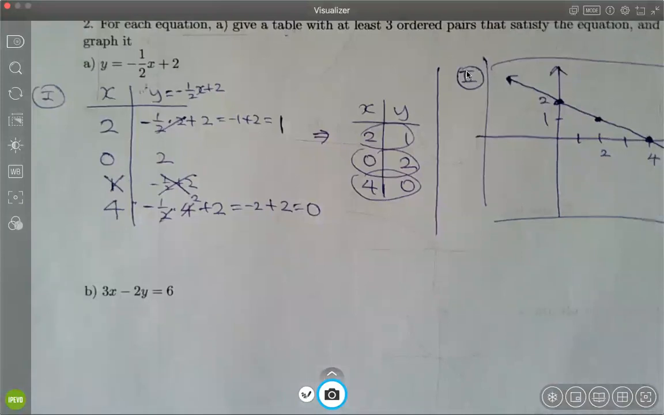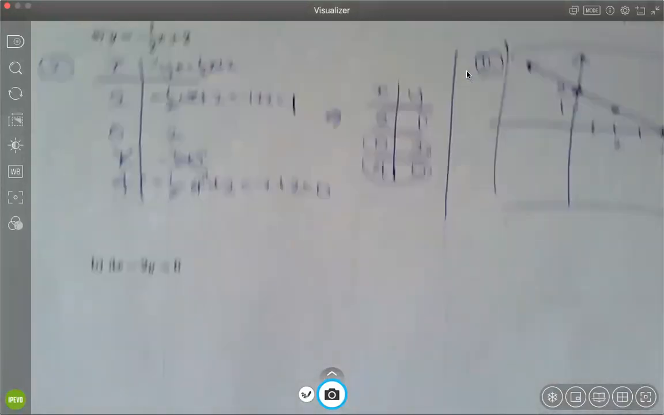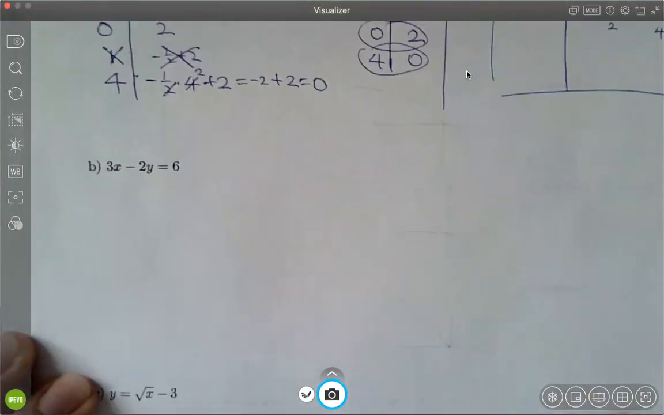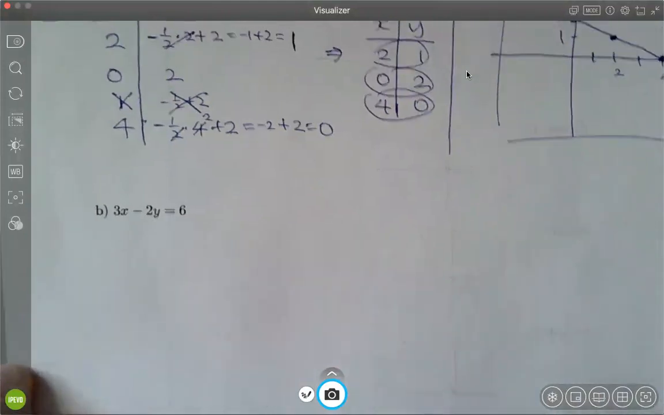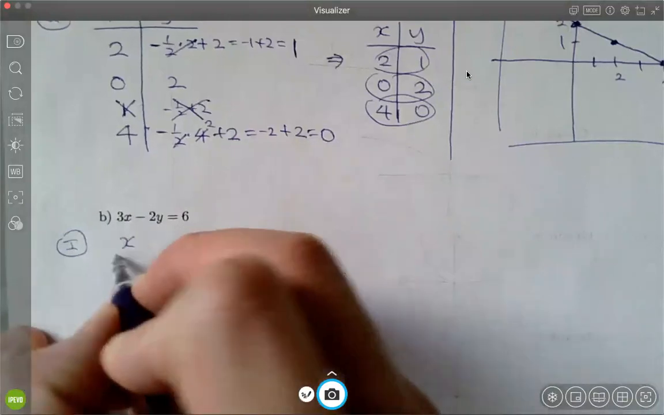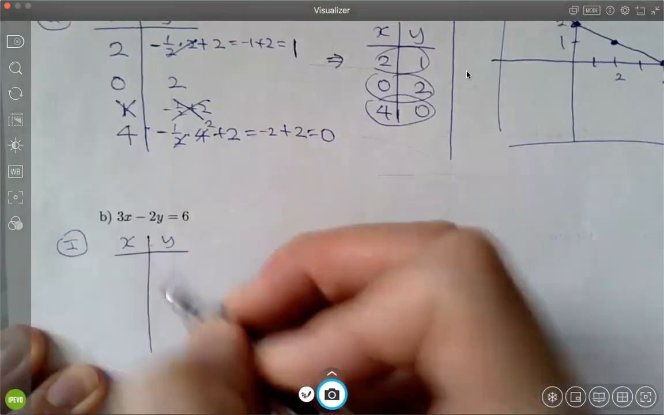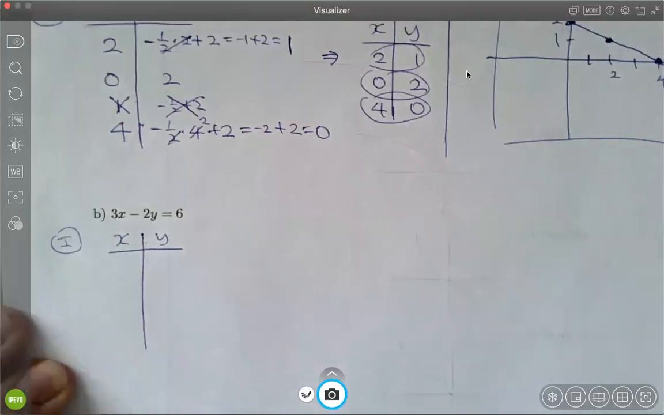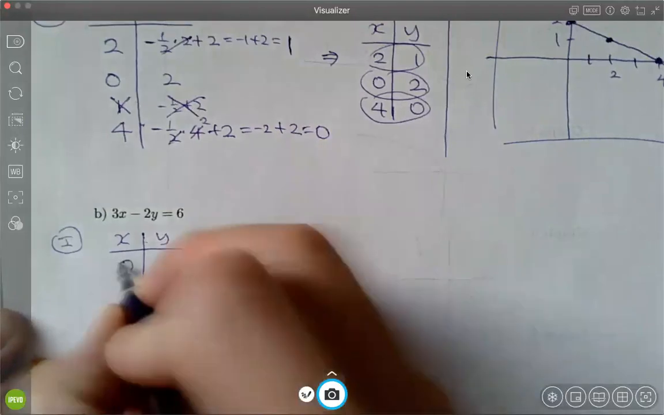Now, 3x minus 2y is equal to 6. That's part B. So we have to come up with this table for x and y. Here is the column of x and y. I guess we can start with the easiest number, which is 0. So say x is equal to 0.